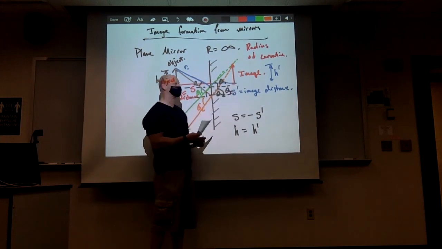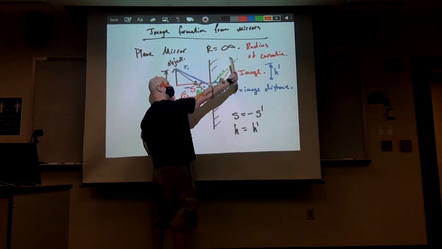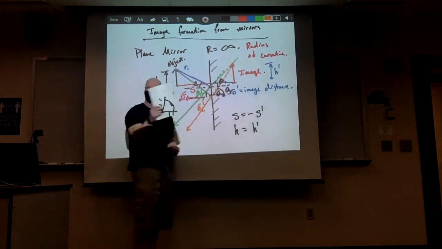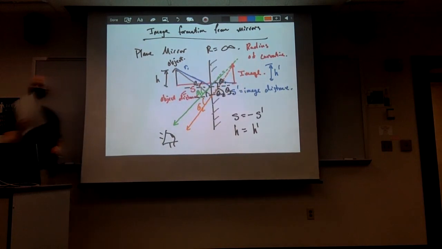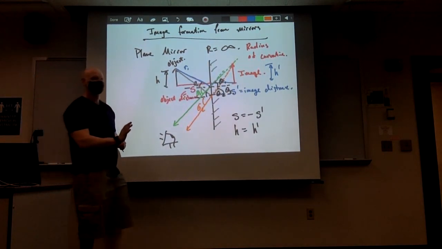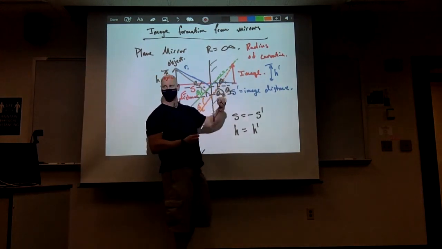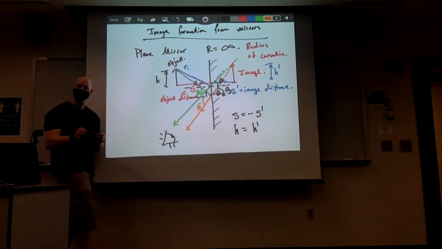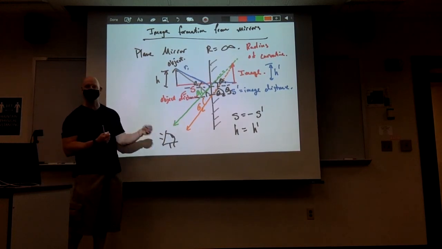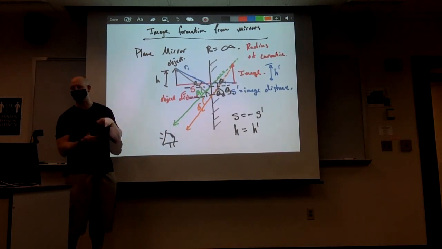What a virtual image is: if I put my piece of paper exactly here where I see this image, it will not be formed on the paper, because no light is actually passing through the image itself. This is what we call a virtual image, as opposed to a real image, which is formed at a location where the light actually passes through the image itself.